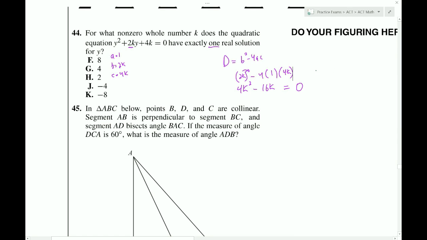So anyway, we set this thing equal to 0, and we factor it, and that'll find us the value of k. So we can factor out a 4k, right? We're left with k minus 4 equals 0. So you t-chart that, you get k equals 0 or k equals 4. And they're looking for the one where k equals 4.